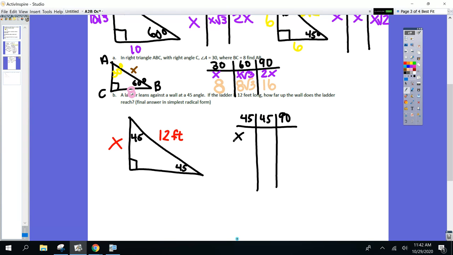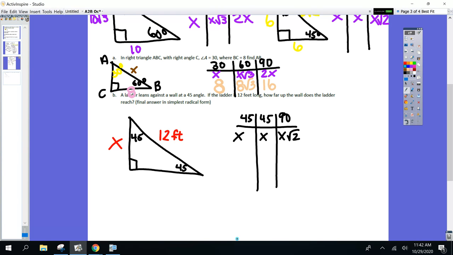Remember, it was x, x, x radical 2, right? We're trying to find one of the sides across from 45. So look, I've got to find what's in here. That's what I need to know. What number belongs in there? I need the one side across from the 45.